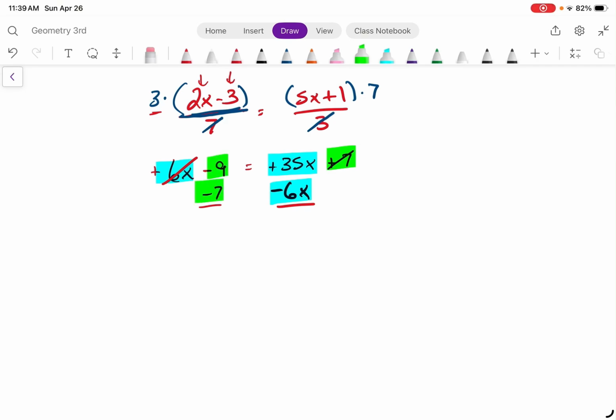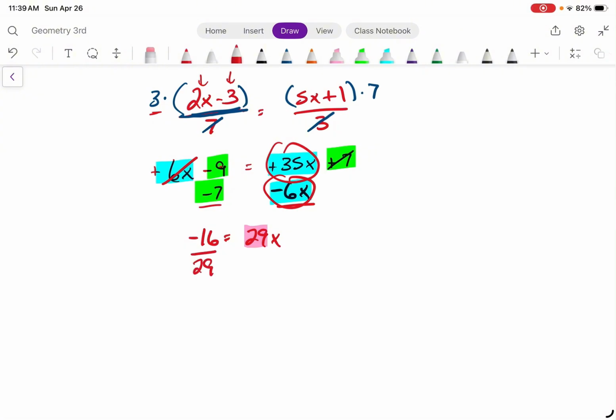non-x terms together. Next step is actually combine them. Negative 9, negative 7 is a negative 16. 35x's minus 6x's is your 29x's. And then you have this last step where you don't want to move the whole term. You only want to move the 29. Since those are being multiplied, we're going to do the opposite of that. We're going to divide by 29.